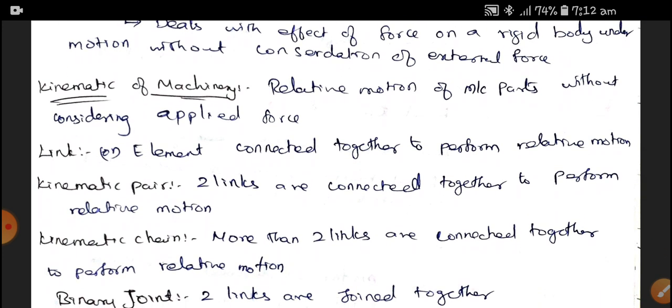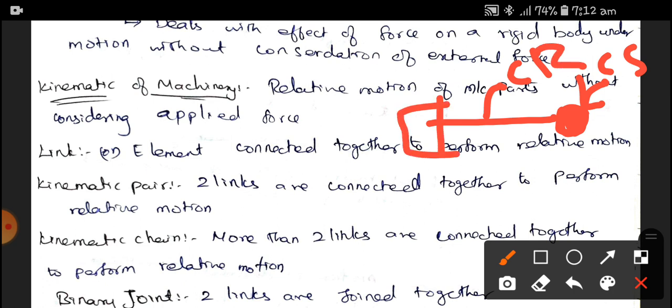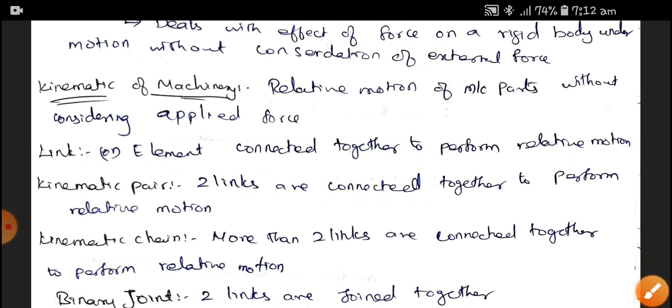Next, an important thing, it is link. What is meant by a link? We can call it an element. Elements are connected together to perform a relative motion. For an example, this is a link. So here it is a connecting rod. For an example, this is a crankshaft, and this is a connecting rod, and here is the piston. A link which will connect the piston and the crankshaft is called a connecting rod. It is simply called a link between the piston and the crankshaft. So I hope that you have understood what is meant by a link.